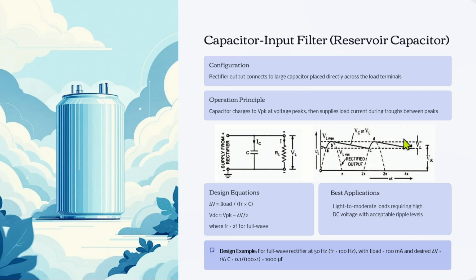This is shown for a half wave rectifier. If the condition is full wave rectification, then the output will be like this. It behaves like a voltage reservoir, reducing the ripple voltage. Here one example is given for a full wave rectifier at 50 hertz, with ripple frequency given as 100 hertz, with a load at 100 milliampere.